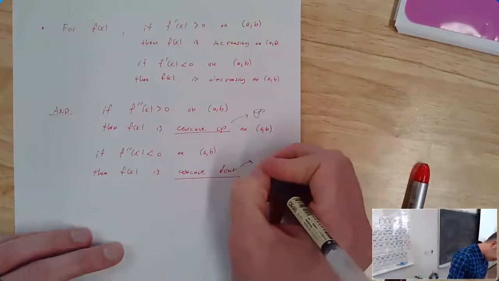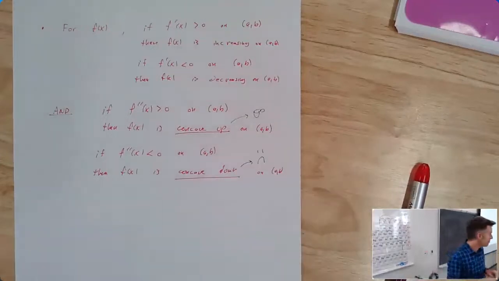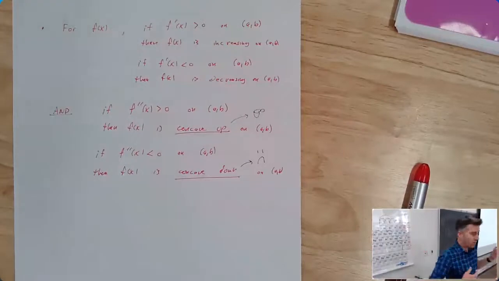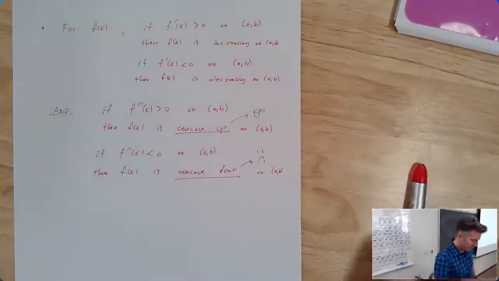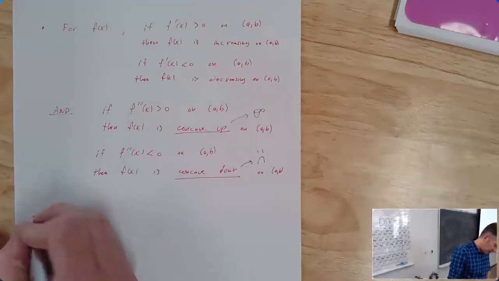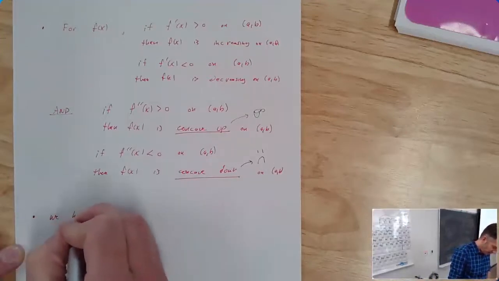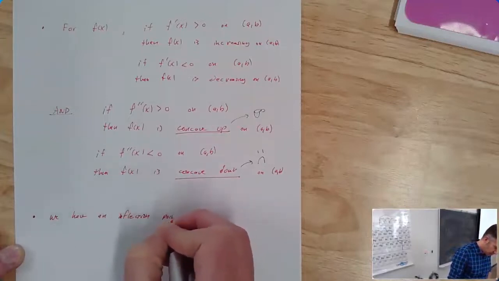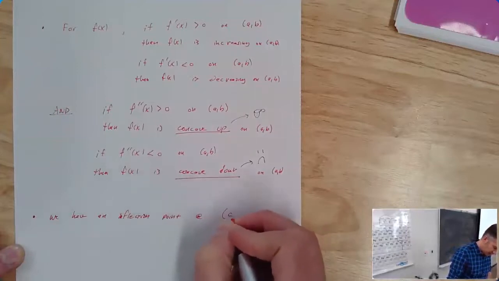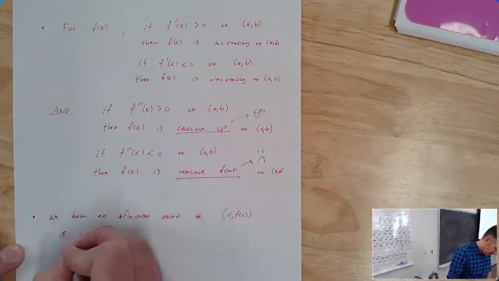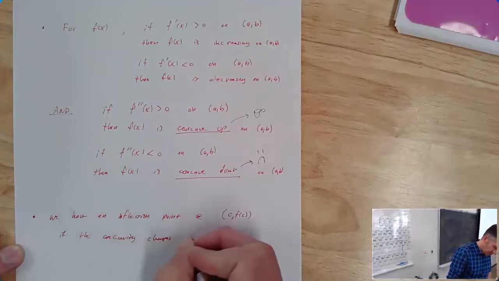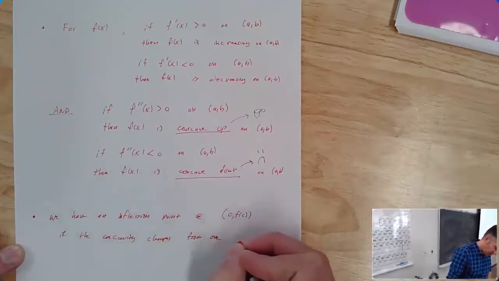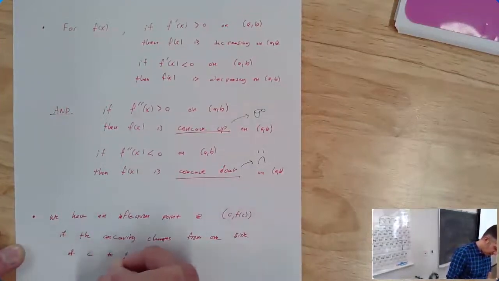Concave down, like a frown. The other thing is we have an inflection point at c, f of c, if the concavity changes from one side of c to the other.